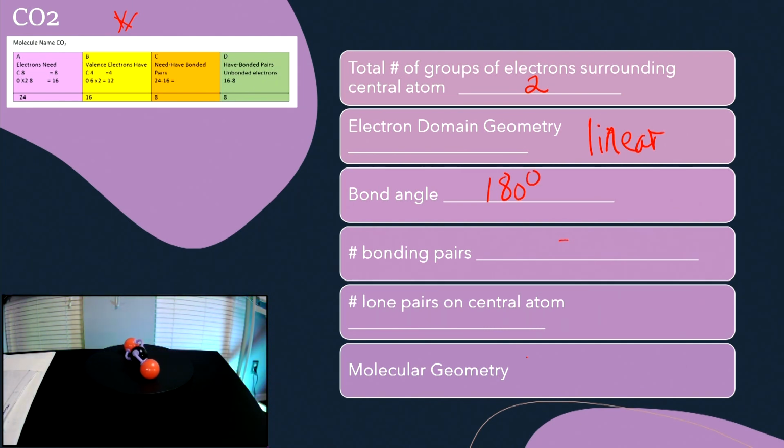The number of bonding pairs will be 2. The number of lone pairs on the central atom will be 0. And because there are 0 lone pairs on the central atom, its molecular geometry will also be linear. So that is a molecule of carbon dioxide.